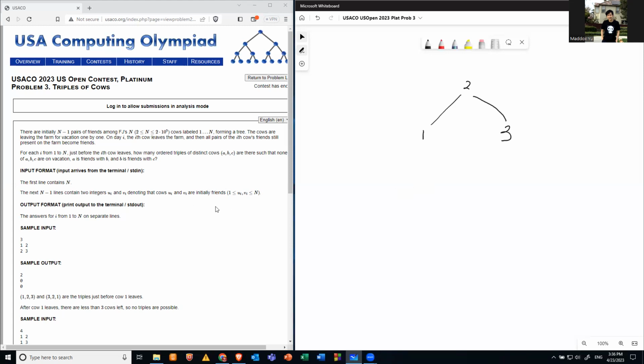So how do we solve this? Let's say you have a bunch of things like this. If this one goes on vacation, then this and this become friends, this becomes friends, this becomes friends. So immediately you're thinking about something that merges things together and maintains the relationships. How do we do that?